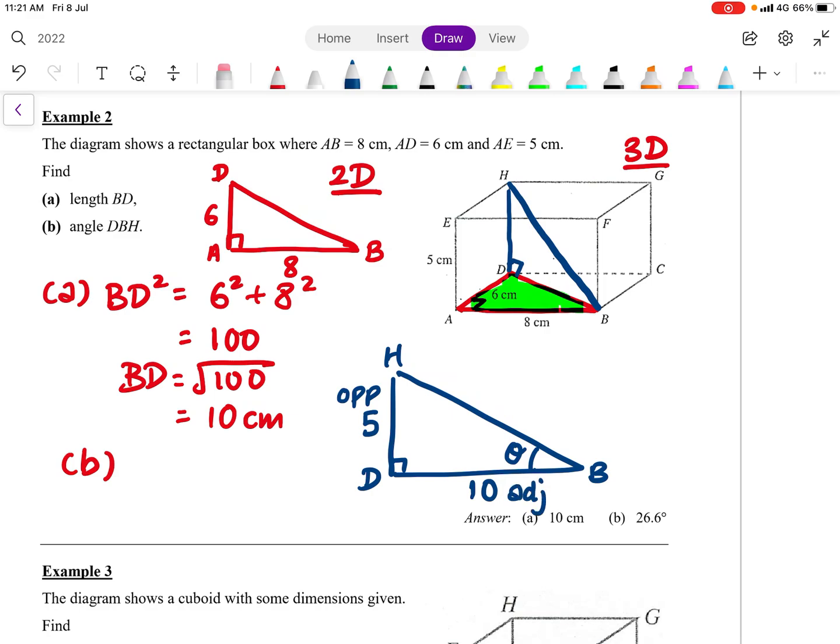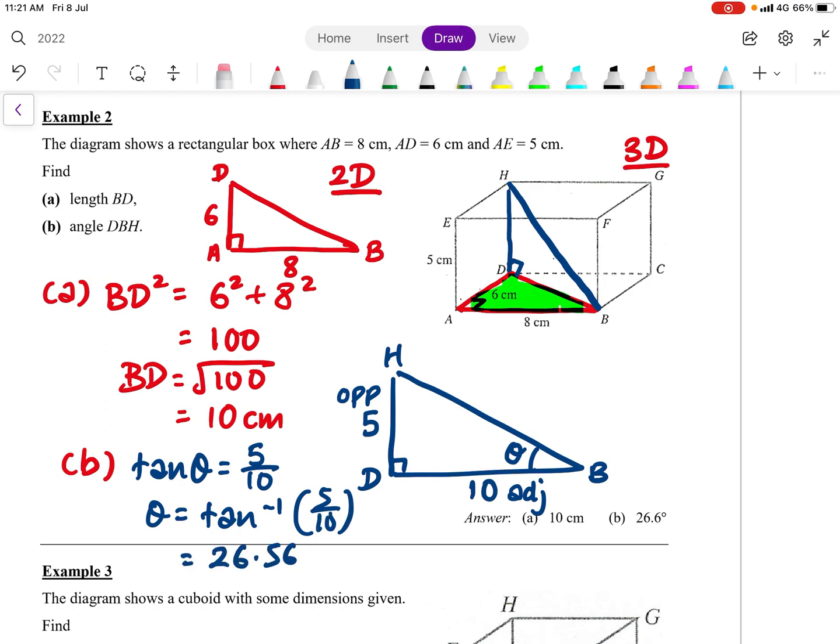So it must be toa. Tangent. Toa, so tangent. Tangent theta. Theta is what I want to find. Angle DBH equals opposite over adjacent. Theta equals tangent inverse 5 over 10. I get 26.565 for 5 significant figures. Final answer 26.6 degrees, 1 decimal place.